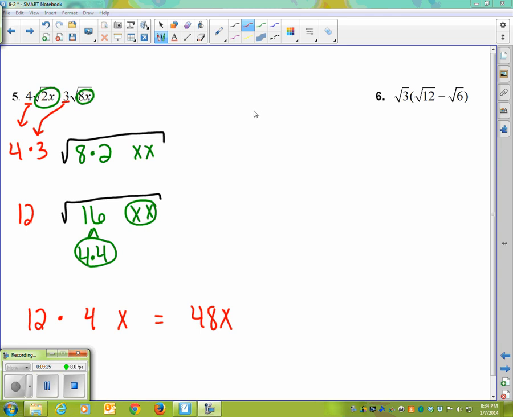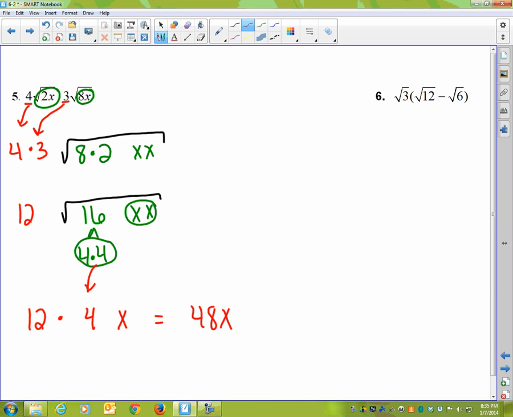When I simplified, the 8 times 2 multiplied to give me 16. If you know the square root of 16 is 4, you can skip this step, the factor tree, and just write 4. Otherwise, 4 times 4 is 16, and there's your pair, and it gets pulled out. There's one pair of x's, it gets pulled out, remultiply everything together, and you get 48x.